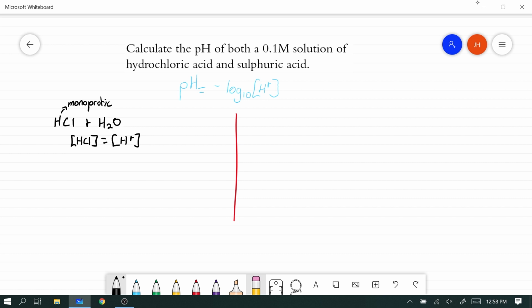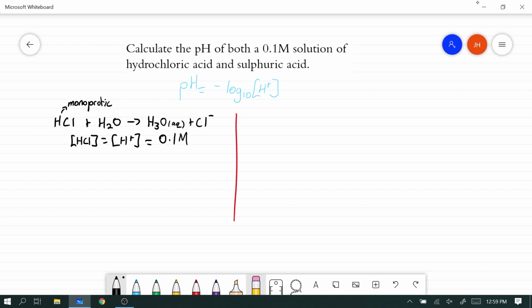That's then supported by a completed reaction equation, which shows us that one hydronium forms for every HCl unit. Everything is in a 1-to-1 ratio. So what that means is that the concentration of hydrogen ions is equal to 0.1 molar.